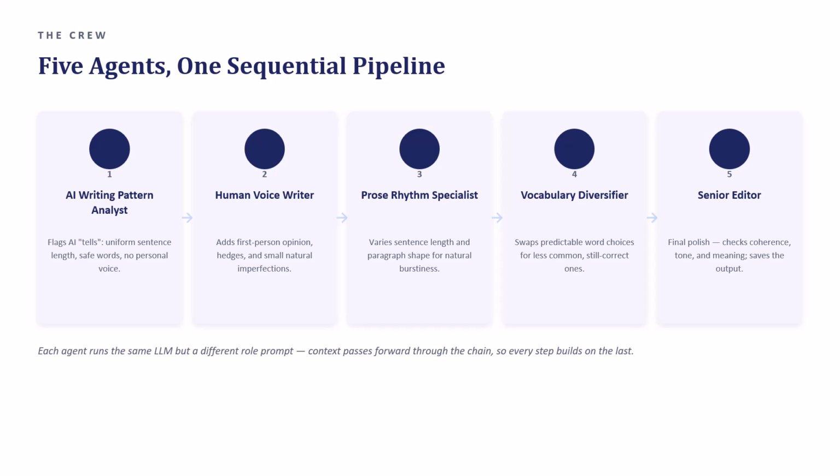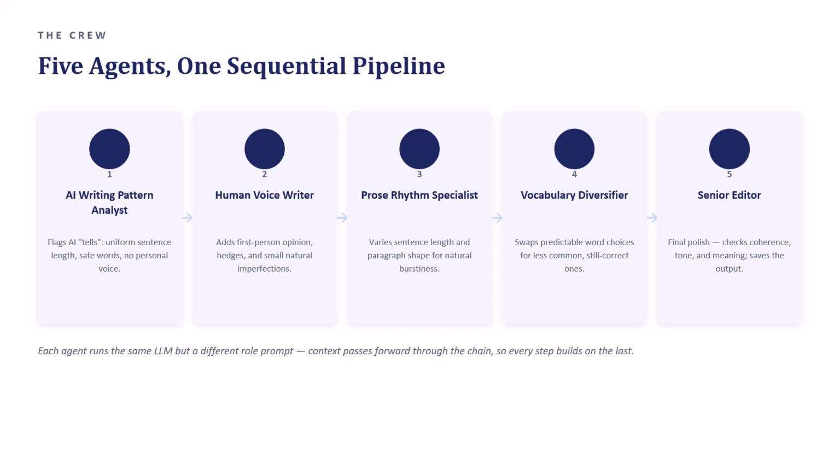The fourth one is the vocabulary diversifier, which swaps predictable word choices for ones that are less common. So pretty much AI would look at what would be the best next word. In this case, we are saying, okay, don't take the very first best word, but maybe try to take the second or the third in your prediction. So that alone improves the text.